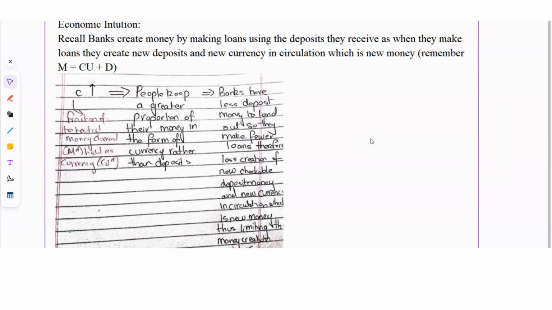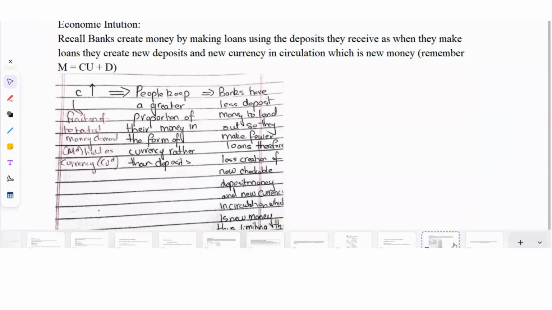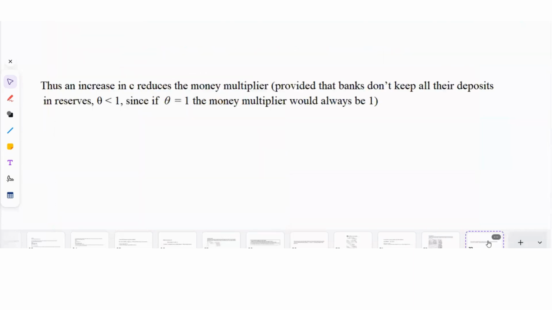Therefore, when they make fewer loans, they're creating less new deposit money and less new currency in circulation, which is new money. So this is limiting the money creation process because now they have less deposit money to loan out. So less loans means less money creation in the form of new deposits and new currency in circulation. So this is why an increase in C reduces the value of the money multiplier.